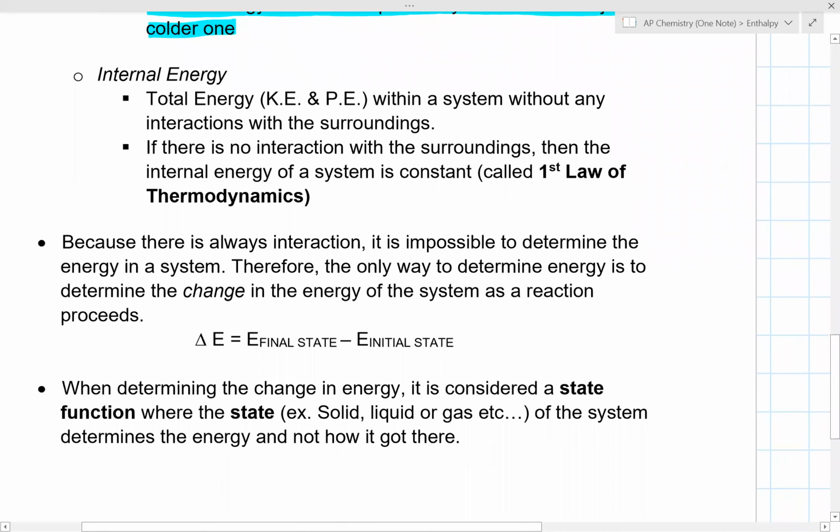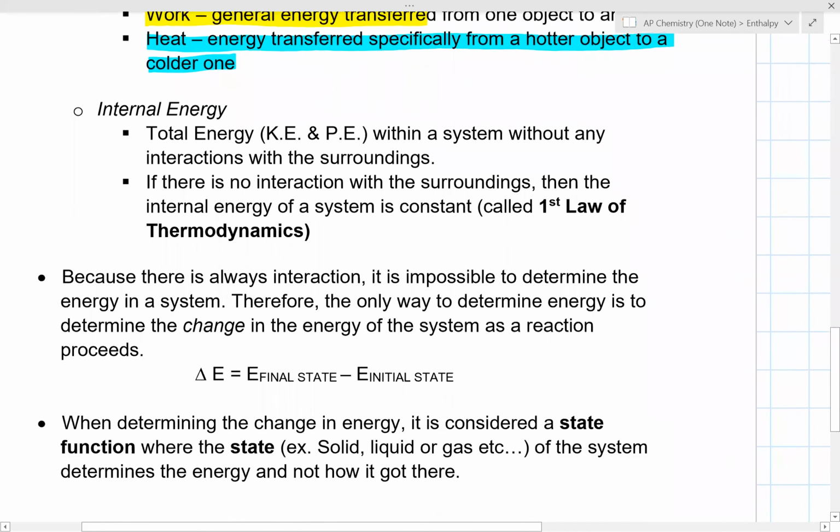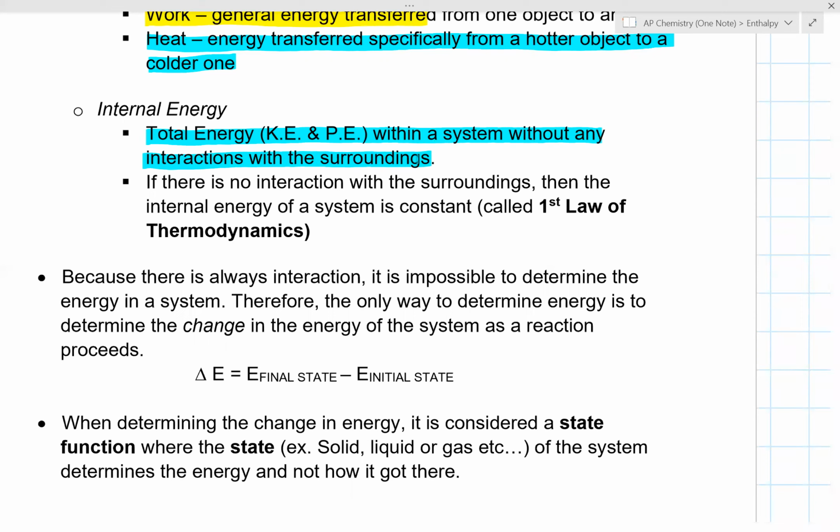Now, another terminology you should be aware of is internal energy, which is the total energy, kinetic and potential, within a system without any interactions with the surroundings. If everything is perfectly isolated and there is no interaction between the system and the surroundings, what is within the system we call internal energy. And if there is no internal energy interaction with the surroundings, then the internal energy of a system is constant. It's called the first law of thermodynamics.